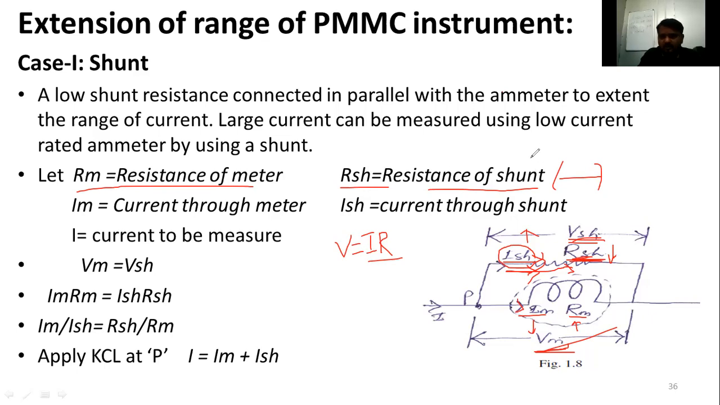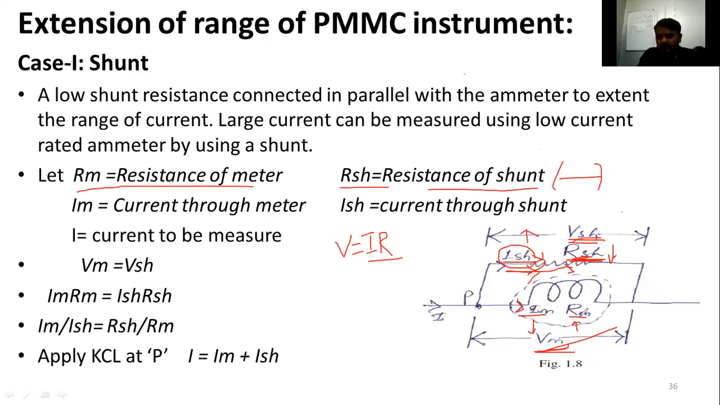The resistance value will be low here. So, based on that, both the meter and the shunt resistor will get the equal voltage here. VSH equals ISH into RSH, and VM equals IM into RM.